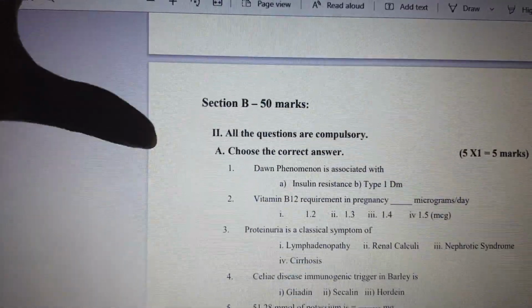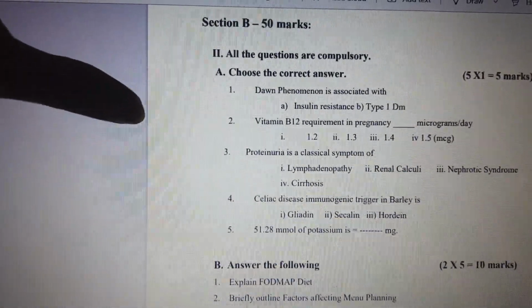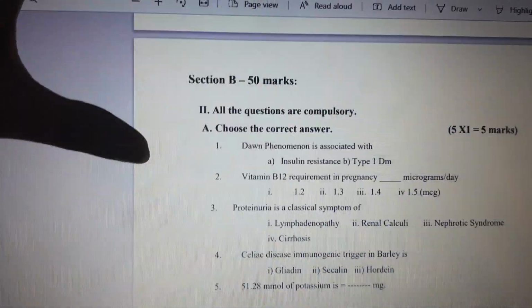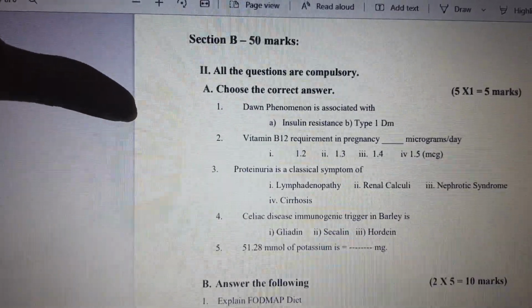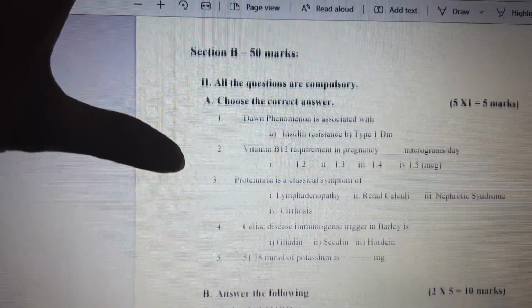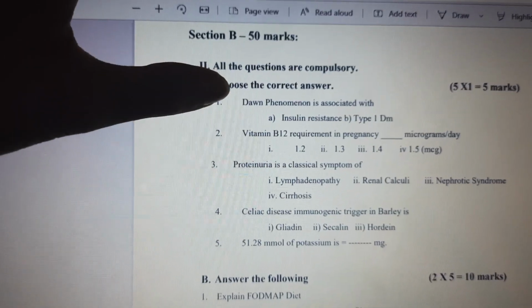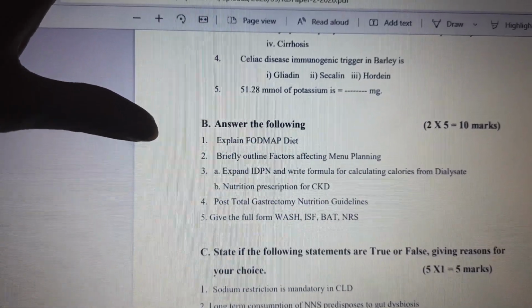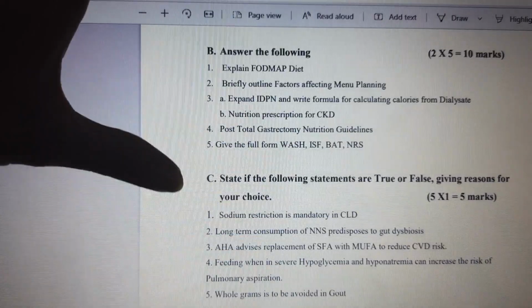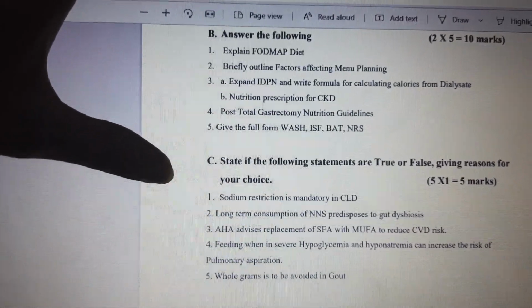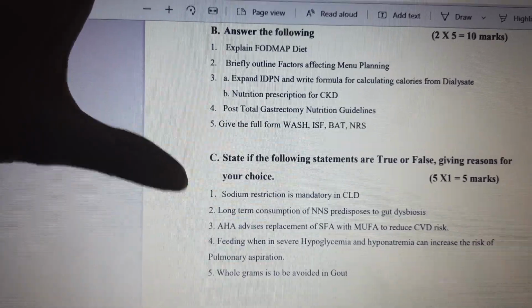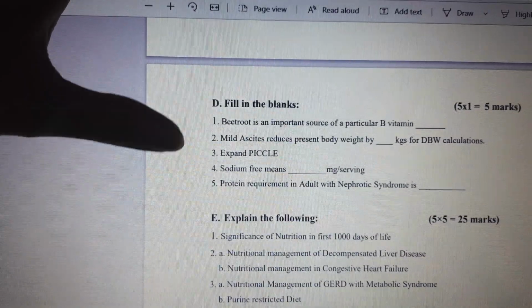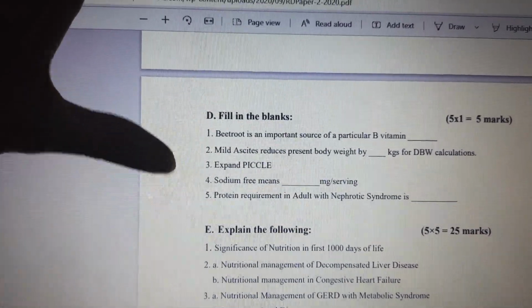Now section B, 50 marks. The first question of section B is multiple choice questions. These are like five questions, each of 1 mark. Choose the correct answer. Then answer the following. There are 5 questions, each of 2 marks. Then it's true or false, 5 questions, each of 1 mark, so 5 marks. Next comes fill in the blanks, 5 questions, each of 1 mark, total 5 marks.